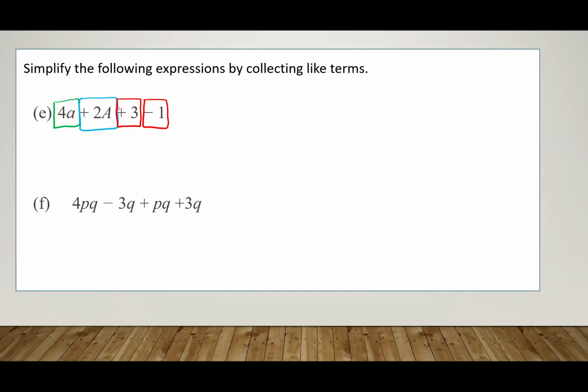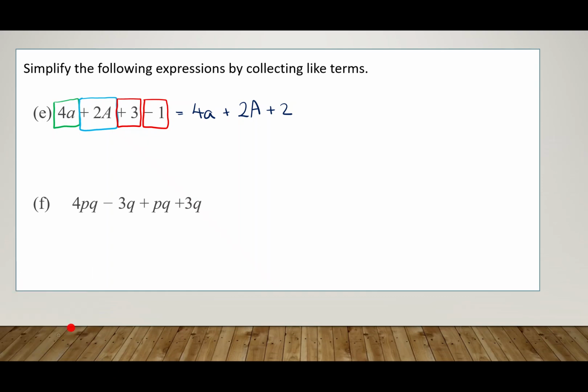So now I'm going to work my way along my expression. My 4a, that was the only term with the lowercase a, so there's nothing I can simplify. My 2 with my capital A, again, there was only one term with a capital A in, so that can't be simplified. But my numbers, I've got 2 of those, so I am going to simplify these. So I've got a +3 minus 1, which is equal to +2. When you're worried about what sign to write, think about the sign of the answer. +3 minus 1 gives us a positive answer, so it's going to be a +2 on the end.